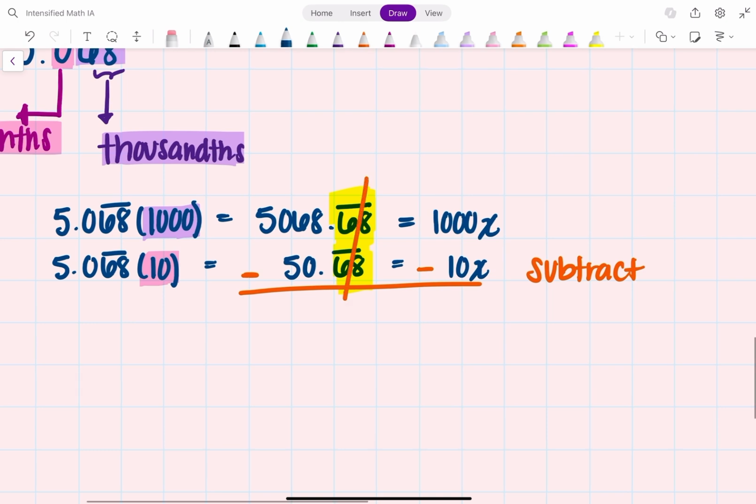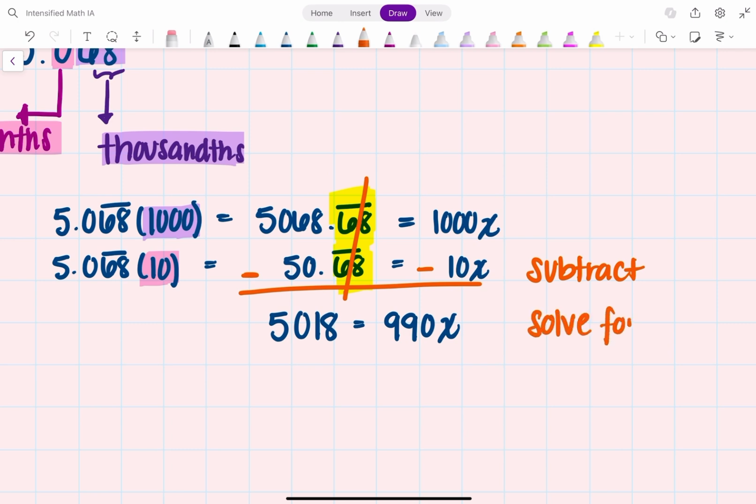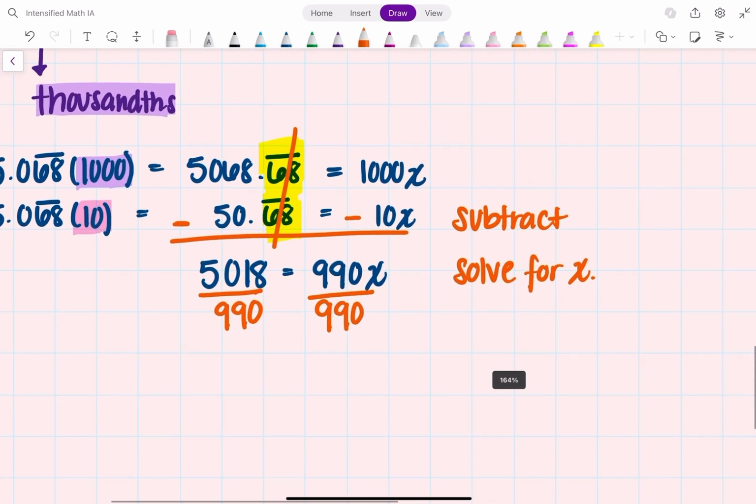So let's subtract them. This cancels, and we're left with 5,018 if I subtract those. And that's going to be equal to 990x. Next step is to solve for x. We're going to divide both sides by 990.